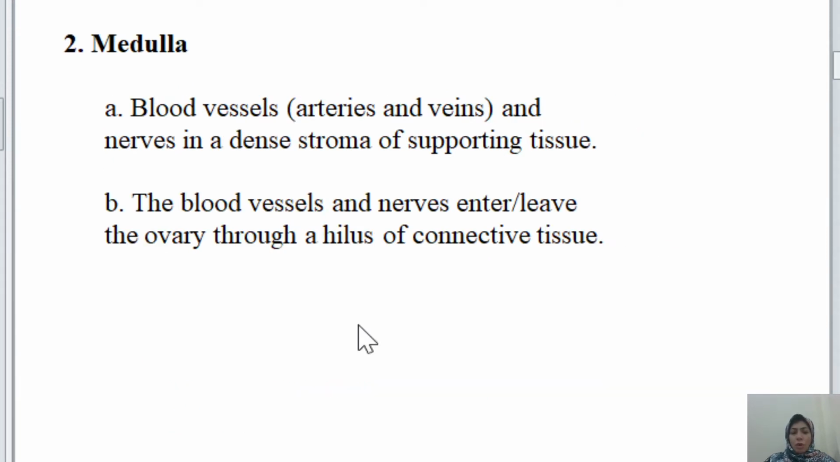And what is the medulla? The medulla contains stromal cells identical to those in the cortex, and also contains blood vessels, including arteries and veins, and nerves, and dense stroma of supporting tissue. The blood vessels and nerves enter and leave the ovary through the hilus of connective tissue, and these hilus cells are also identical to Leydig cells and may contain Reinke crystalloids.